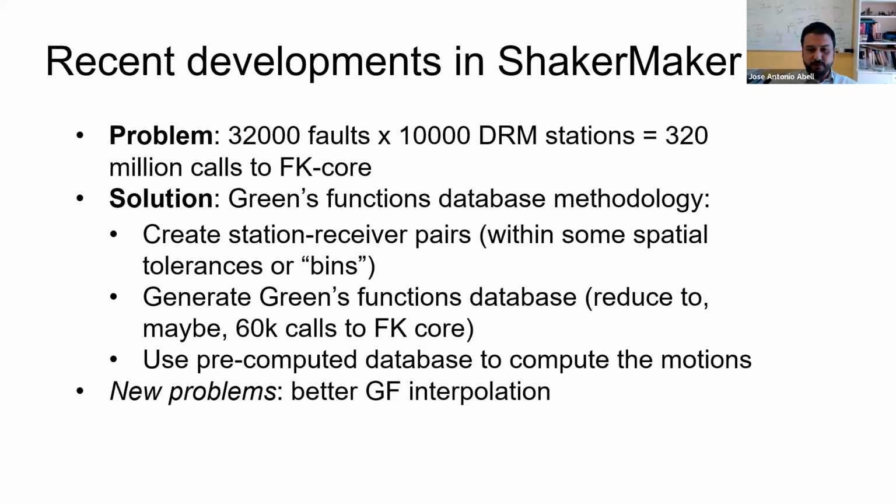There are some new problems. We need a better way to do the Green's function interpolation for data points that don't fall within a specific range bin, because this introduces some artifacts in the problem. You're already introducing an approximation, and we want to do high-fidelity modeling. So the downside of using the database is that you lower the fidelity of your seismic wave field.